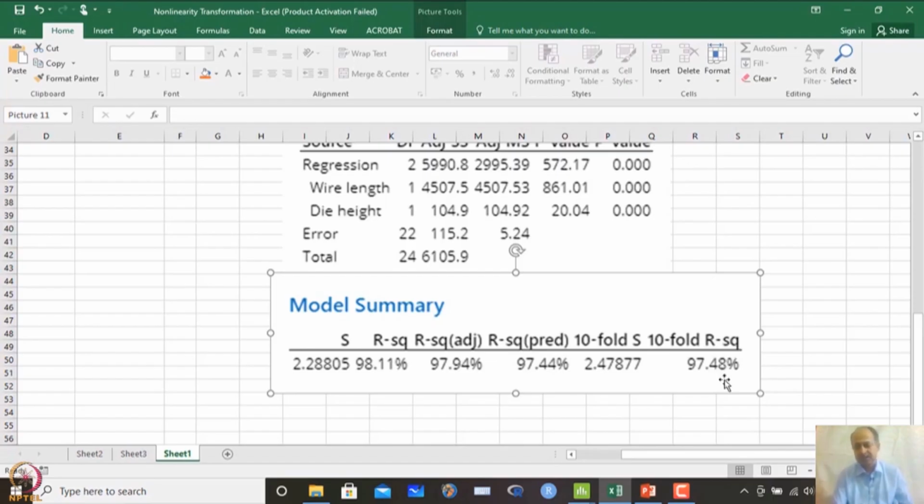Cross validation means we have divided the data in 10 folds, 10 different data sets randomly, and one of the data sets is used as testing and the other data sets will generate the training data set, and based on that we will generate the equation and then test what the R square value is for the test data set like that.